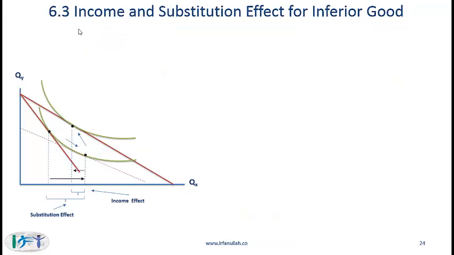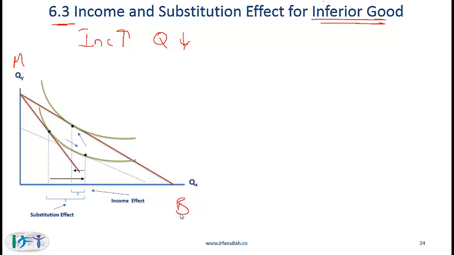Section 6.3 deals with the income and substitution effect for an inferior good. With an inferior good, we know that the income effect is such that if the income goes up, then the quantity demanded goes down. That is the definition of an inferior good. Now let's look at an application over here. Again, let's say we have quantity of milk on the y-axis, quantity of bread on the x-axis.